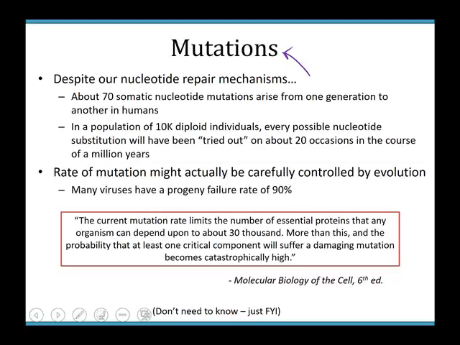If you look at viruses, on the other hand, their mutation rate is sky high. In fact, when viruses replicate, they make so many mistakes that they produce offspring, little baby viruses, that 9 times out of 10 can't even survive. Their genes are so severely mutated they don't produce functional proteins. So for many viruses, the progeny failure rate, the chance that their offspring are going to just die right out of the gate, is 90%.